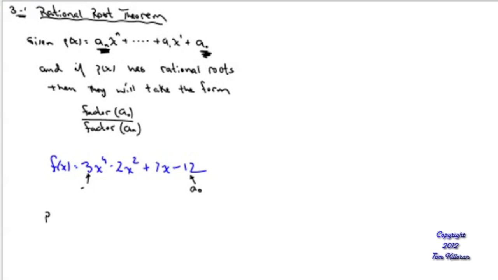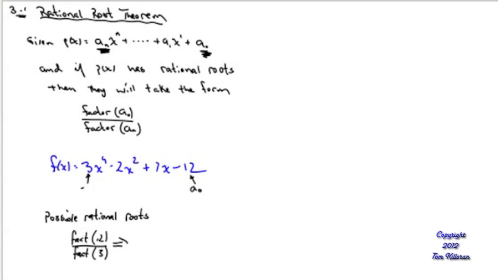So possible rational roots, they're not guaranteed. If it does have rational roots, then they will come out of the list that I'm going to create. I'm going to be looking at factors of 12 divided by factors of 3.